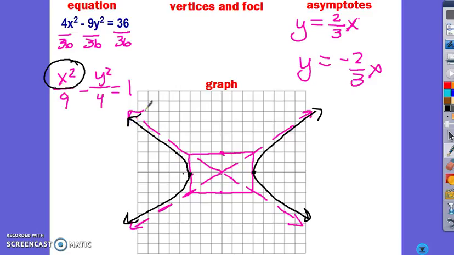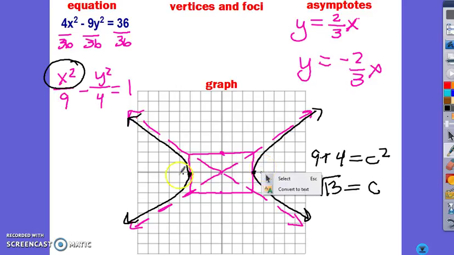That is our hyperbola. If we wanted to find those foci, we would use a squared plus b squared equals c squared, so 3 squared plus 2 squared equals c squared, so whatever the square root of 13 is. The square root of 13 is 3.6-ish, so those are inside the dishes, pretty close there. Negative 3.6 and 3.6 for our foci.